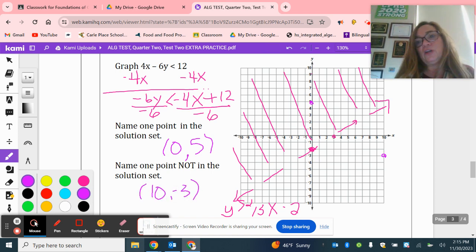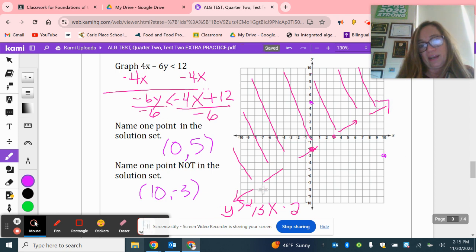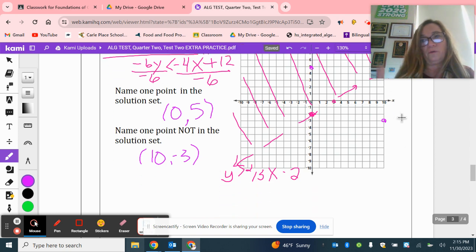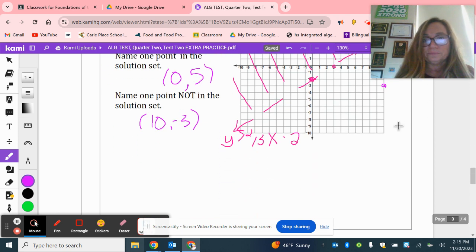Okay. I would try to stay away from near the line, because what if you graphed slightly off? Okay.